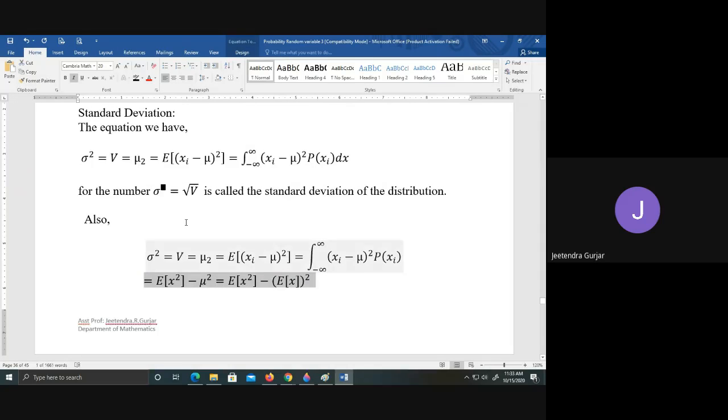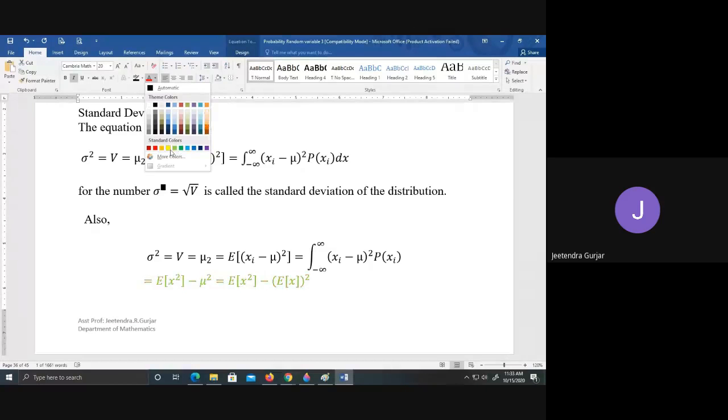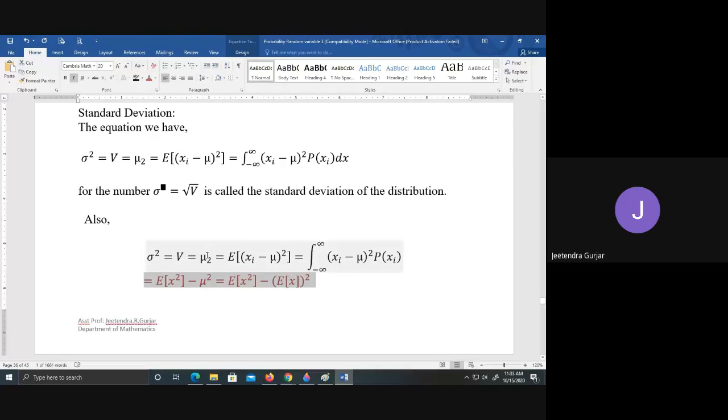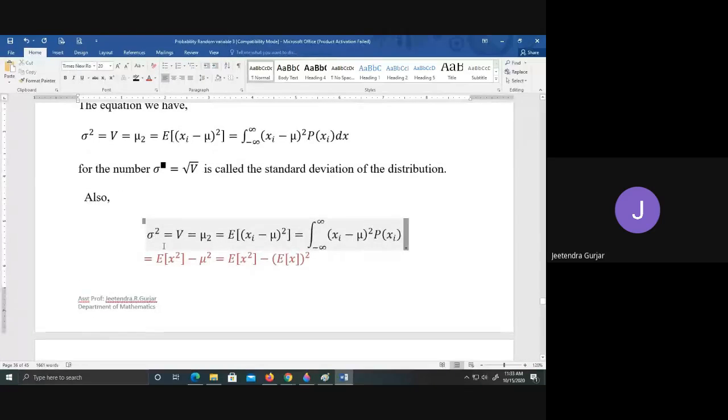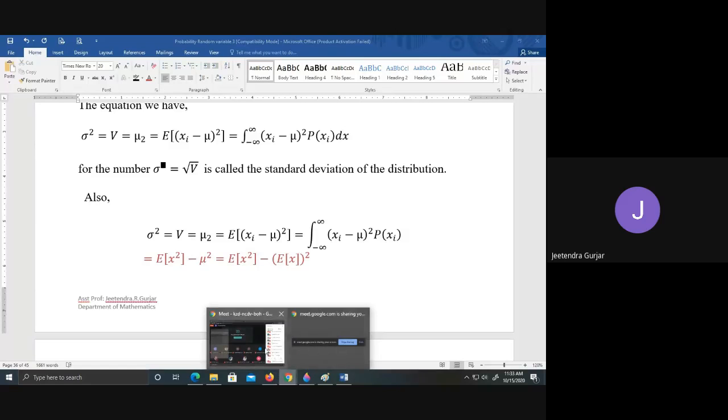Sigma square can be written like this. If you simplify this, the derivation is not so important, so I'll take it as given. Sigma square, that is our variance, is given as E of x square minus mu square. We have already derived this. This is equal to E of x square minus E of x the whole square.